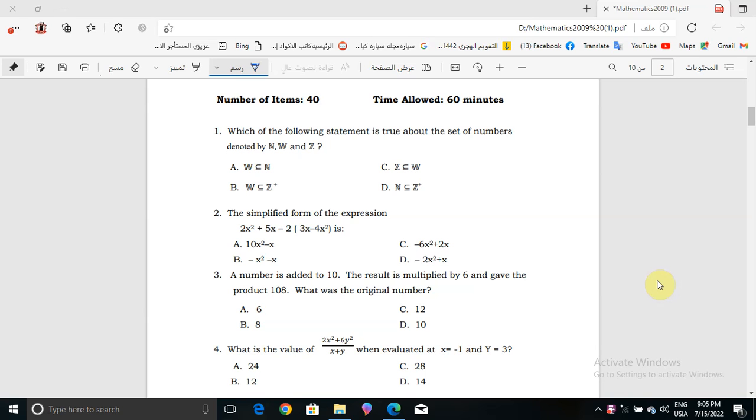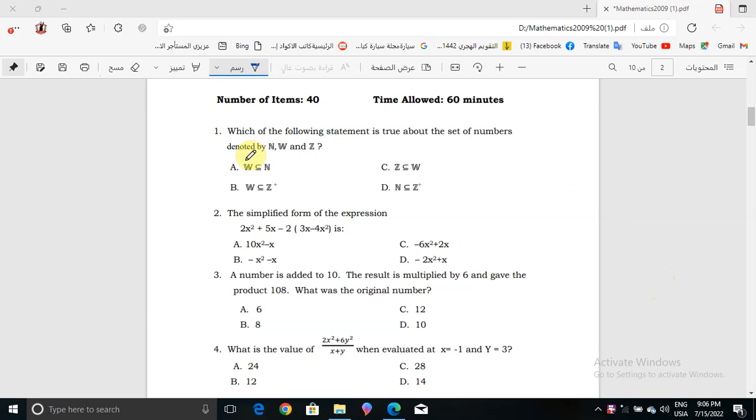I'm Jana Ahmed Abdul Sadiq, and today's model is math. Now, the first question in this model is: which of the following statements is true about the sets of numbers denoted by N, W, and Z? That means natural numbers, whole numbers, and integer numbers.